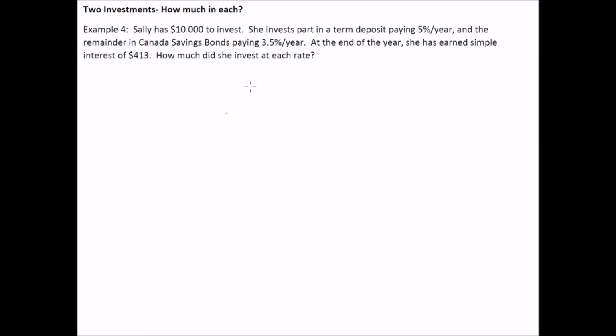Okay, now we're going to take a look at a situation where we have 2 different investments, and we don't know how much money is in each of them, but we know how much interest we made. Okay, so Sally has $10,000 to invest. So we don't know how much is in each investment, but she has $10,000 altogether. She invests part, so we don't even know, so let's call this X, part of that savings into a term deposit that pays 5% a year.